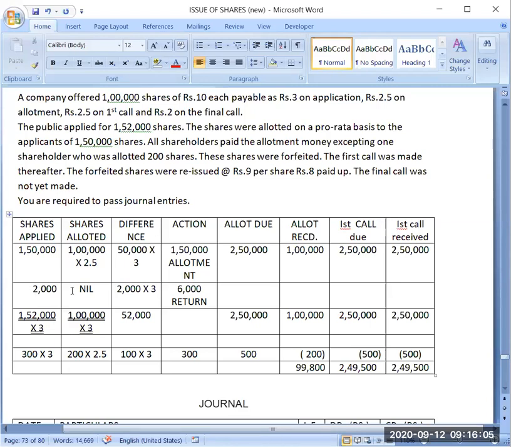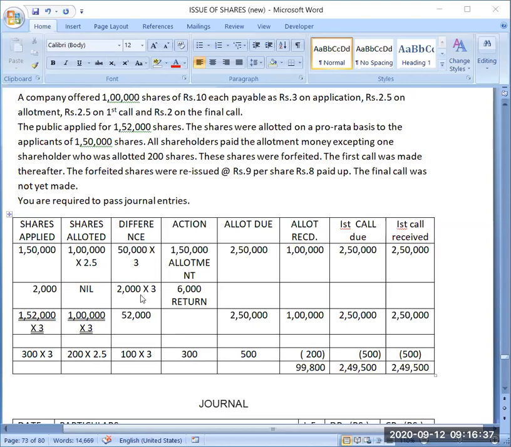I will just brief in short so that you will be able to remember the things. We have allotted 1 lakh shares, but we have received applications for 1,52,000 shares. So what we have done, we have rejected the applications for 2,000 shares, and the rest of the shares were allotted on the basis of pro rata allotment. So we have calculated the excess money that we have adjusted on allotment, and finally the amount received will be 1 lakh.